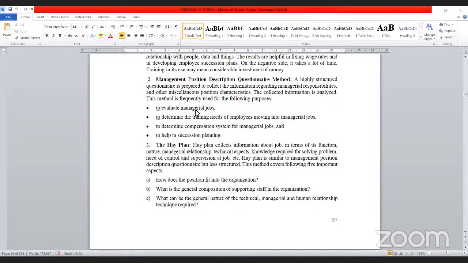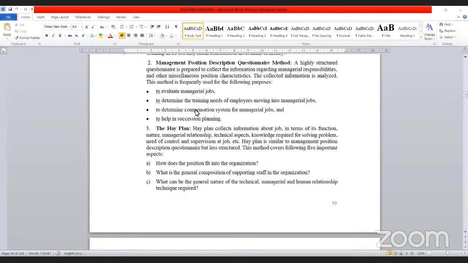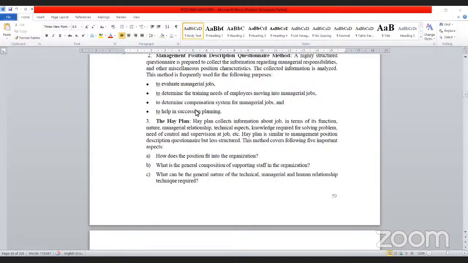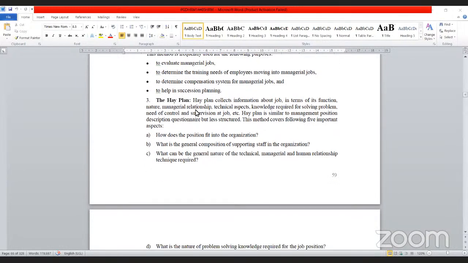So this method is frequently used for the following purposes: to evaluate managerial jobs, to determine the training needs of employees, to determine the compensation system for managerial jobs, and to help in succession planning.